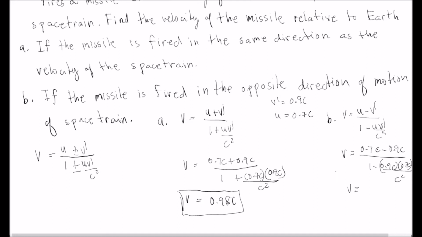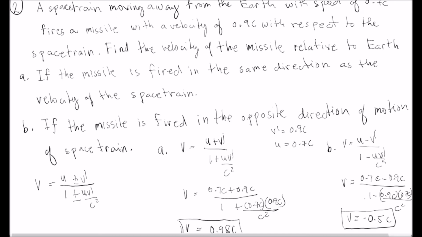So v in letter B, for the speed of the missile when it moves in the opposite direction of the space train. Let us solve. That is negative 0.5 c. So why negative 0.5 c? It indicates that the direction of the speed of the missile is opposite to the moving frame, which is the space train. So this is problem number 2.